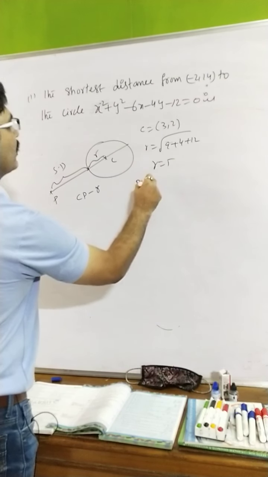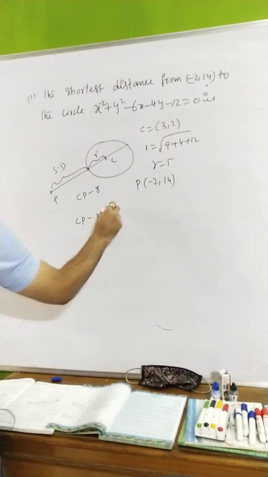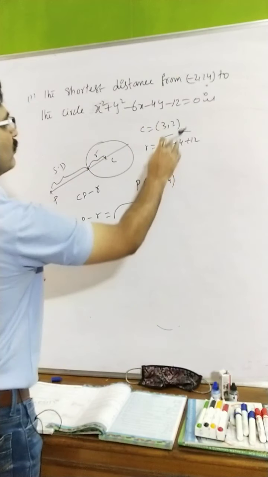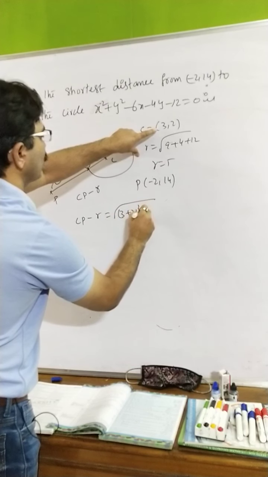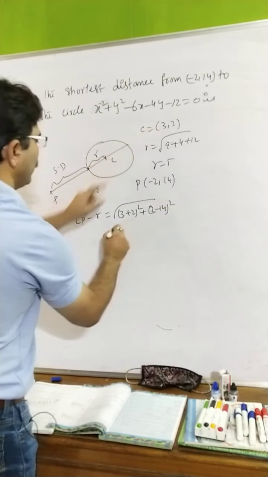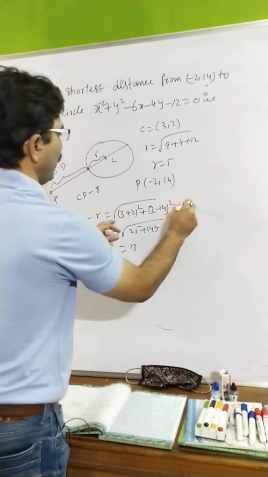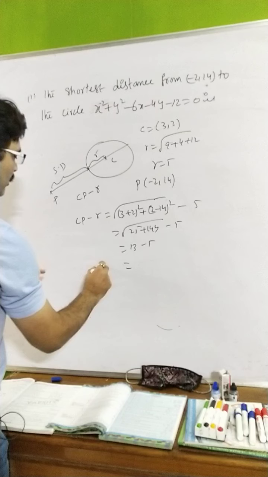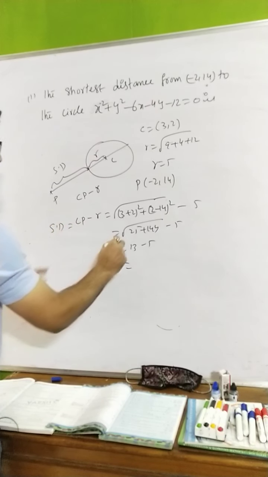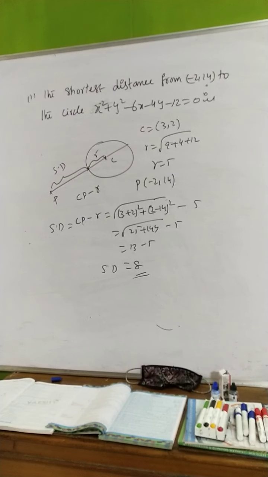P he has given as (-2, 14). What is CP? CP is nothing but the square root of (3 plus 2) whole square and (2 minus 14) whole square. You are getting here 25 plus 144, that is 13, right? And R you have to subtract, that is 5. This is CP minus R, the shortest distance. If you go for it, that is 8 we can say. Shortest distance we can find like this.